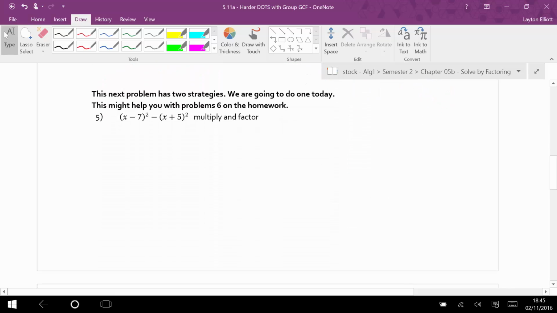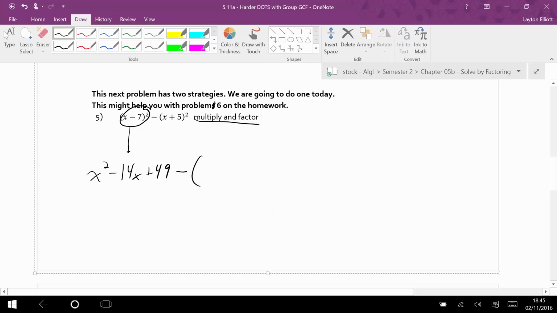Moving on, this next problem has two strategies. Tomorrow, or the next day, we're going to do the difference of squares strategy, but the directions here just say multiply and factor. This is going to help you with problem 6 on the homework. So what I'm going to do is I'm going to square this one. I'm going to do that by multiplying it by itself. Now in the last chapter we practiced squaring as x squared minus 2 times 7x, so that would be 14x, plus 49, minus, and then I'm going to put this next one in parentheses because I want to square that next, and then distribute the negative later. This would be x squared.